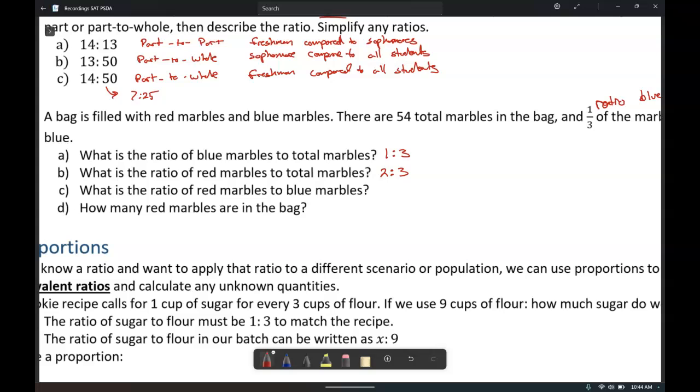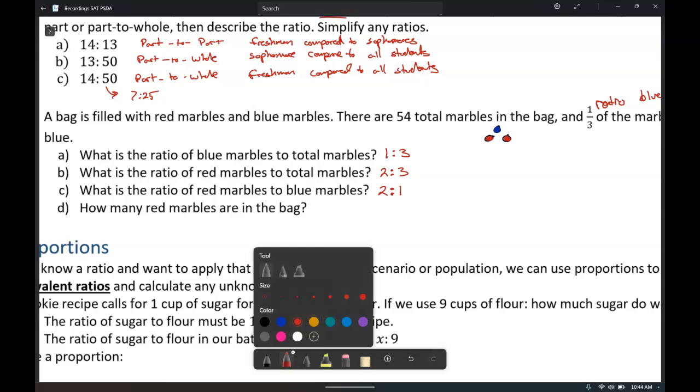The ratio of red marbles to blue, well, we've seen in the previous one, we have 2 red marbles for every 1 blue marble. So think about it. If we have 3 marbles, we'll color it in black, 1, 2, 3, one of those is blue. And since one of them is blue, then the other 2 have to be red. So we can see the comparison of those ratios.